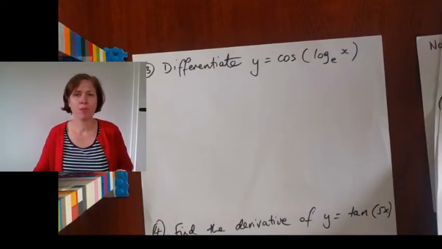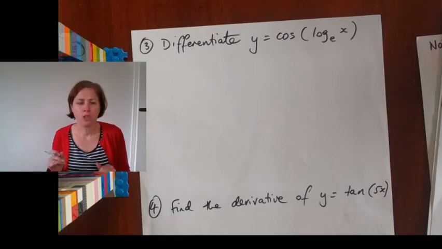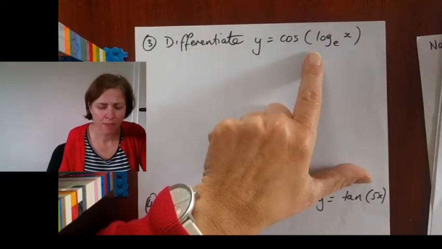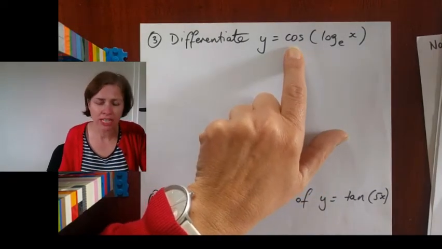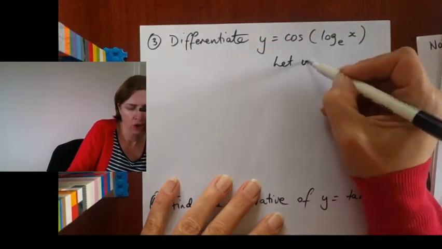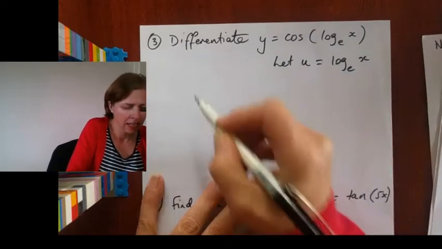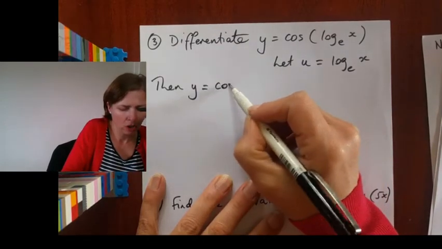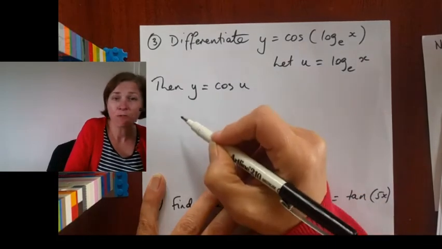For my next example, I'm going to differentiate y equals cosine of the log base e of x. This is clearly a composite function. My inside function is log base e of x. My outside function is cos x. So first I'm going to define u as log base e of x. And then I write y in terms of u. y is now cos, not log base e of x, cos u. I differentiate both of those.